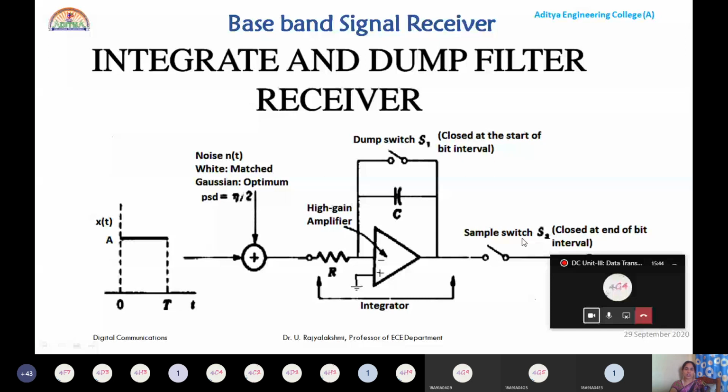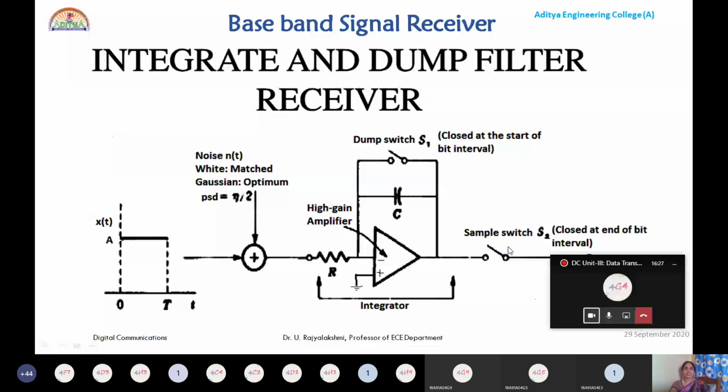And here S2 is called the sample switch because it is closed at the end of the interval. What is the end of the interval? Capital T. And what is the starting of the interval? At zero. So here timing synchronization is provided by the two switches. Already you know the importance of the bit synchronizer. Here a bit synchronizer is also used. I think you have seen the importance of the bit synchronizer in PSK. The bit synchronizer provides the timing synchronization by operating the two switches.